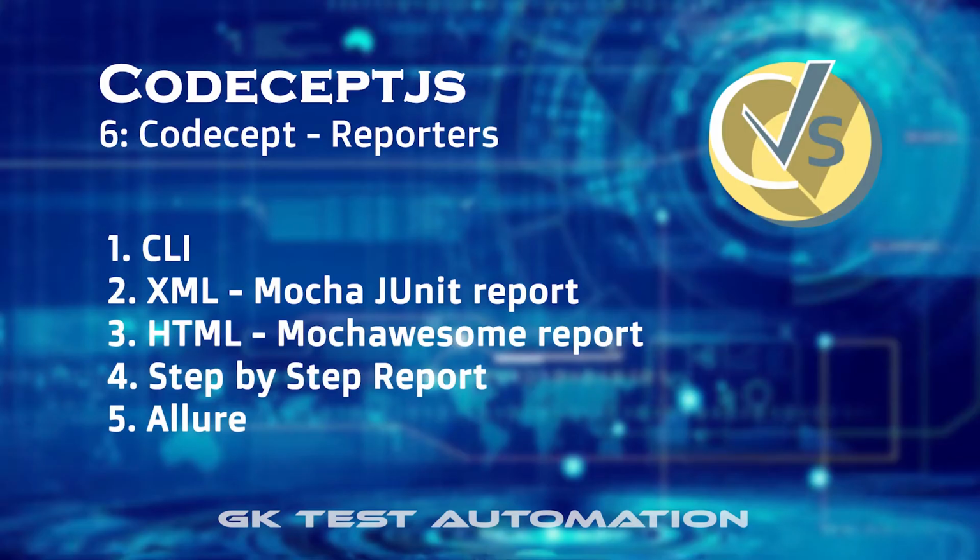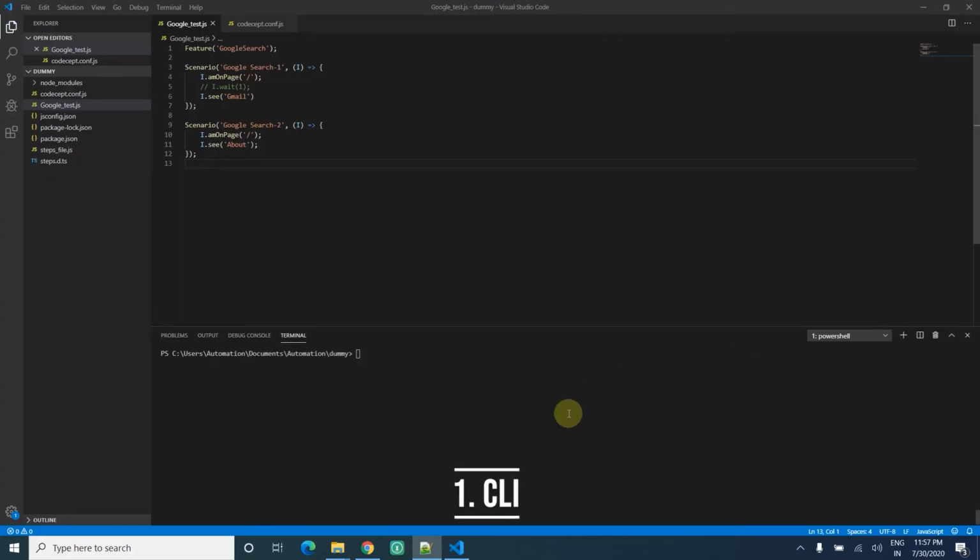Hi friends, today we are going to see about the CodeceptJS reporters. Today's agenda is that we are going to see five different types of reporters: CLI, XML JUnit reporter, HTML reporter, step-by-step report, and finally Allure. Let's go to the first topic, CLI.